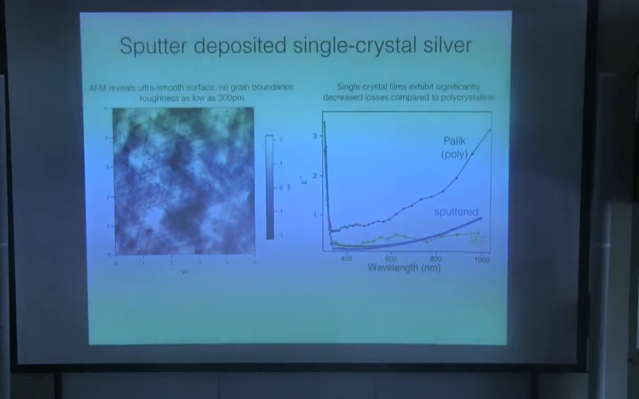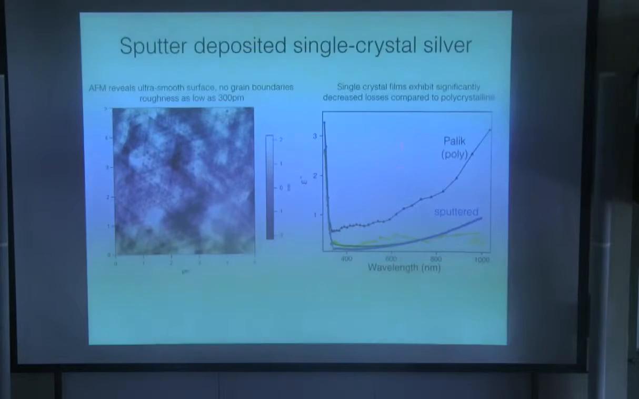This is a typical AFM scan of one of these films. You can see that the surface is ultra smooth. We in fact get roughnesses as low as 300 picometers, and there are no grain boundaries in the surface. So essentially it's as high a quality of a silver substrate as you can get.